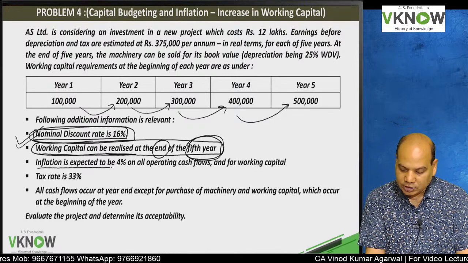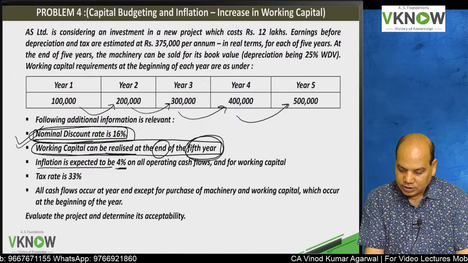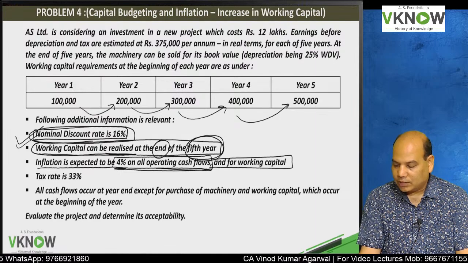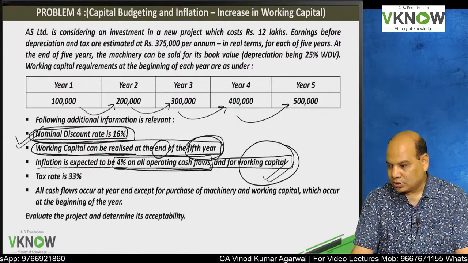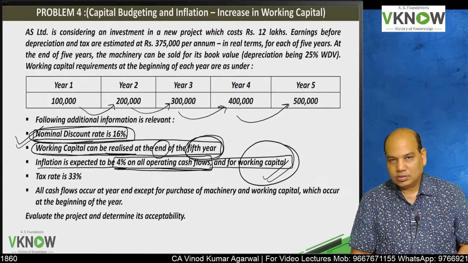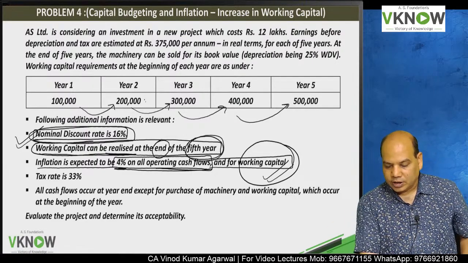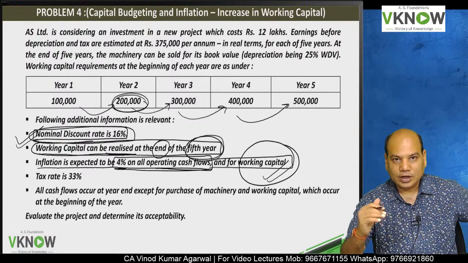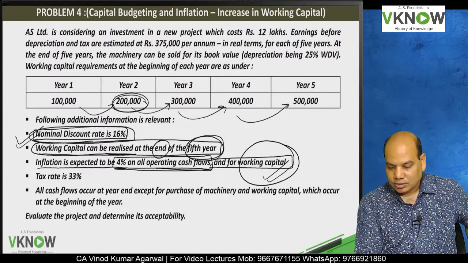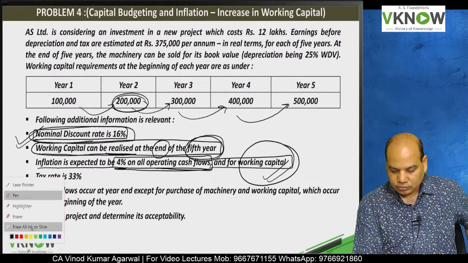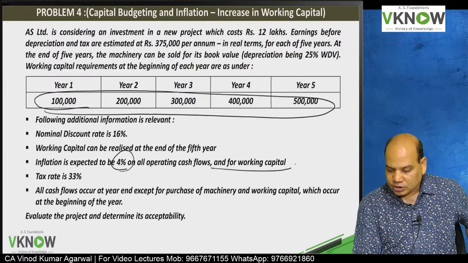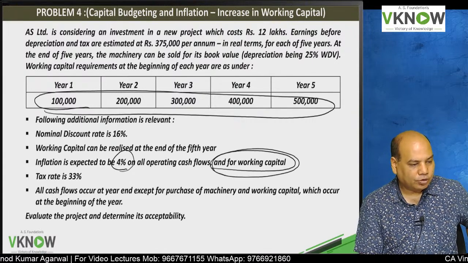Then inflation is expected to be 4% on all operating cash flow. And for working capital, oh my God, this time the problem is even working capital requirement will be subject to inflation. So they have written here 2 lakh rupees, but its inflated value will be more than 2 lakh. You have to add 4% to that. Okay. The working capital given is in real terms. You will have to adjust inflation also at 4%.